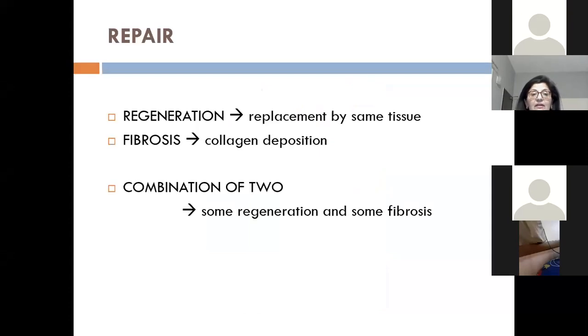Let's now come to the actual topic, which is the repair process. How, after the inflammation, repair is followed, and how the tissue repairs itself. Repair, we say, is of two types: regeneration, which is replacement by the same tissue, and fibrosis, which is deposition of collagen. But in most cases, it's a combination of the two. There is some regeneration and there is some fibrosis. So most wounds have both regeneration and fibrosis in the repair process.